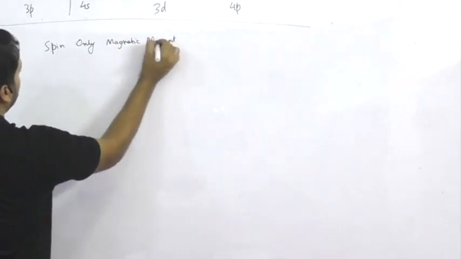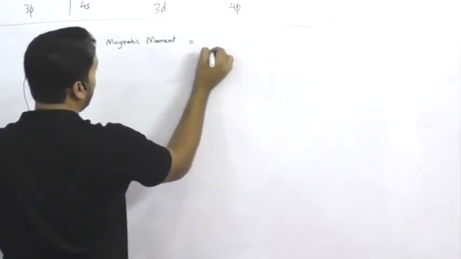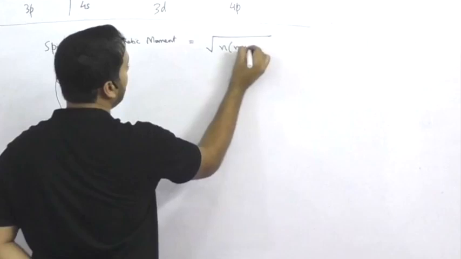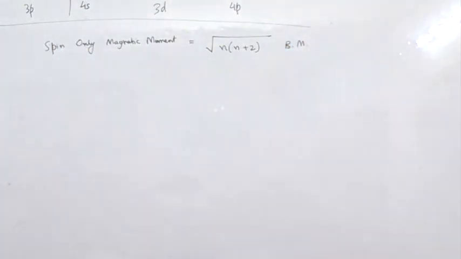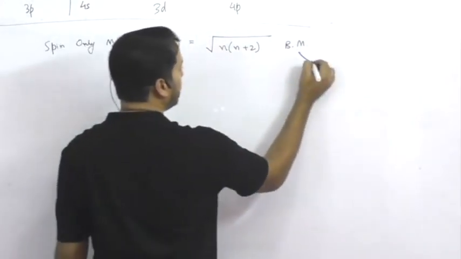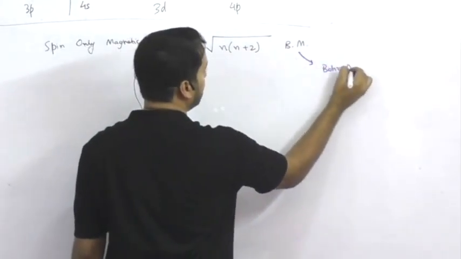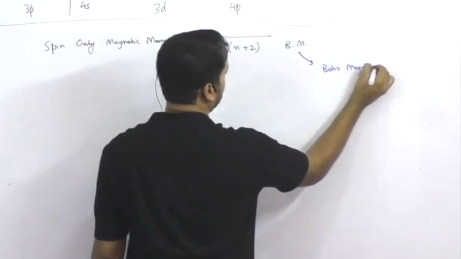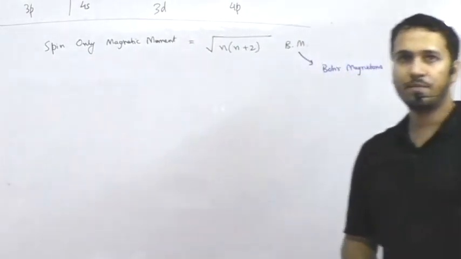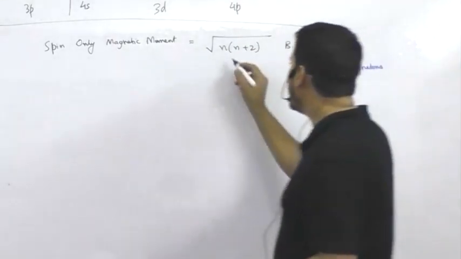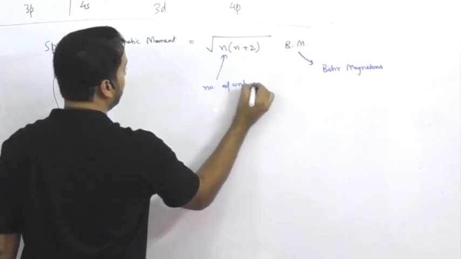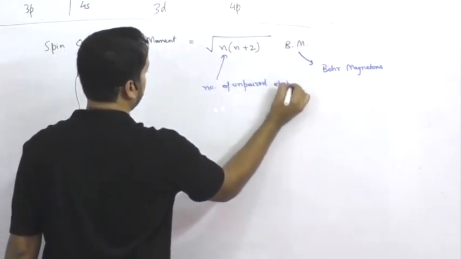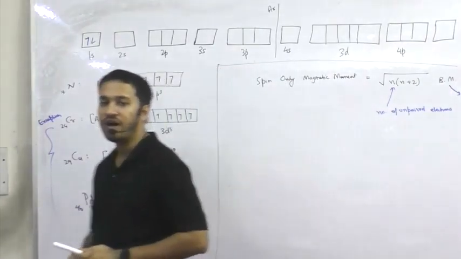So we calculate what is called the spin-only magnetic moment. The spin-only magnetic moment can be calculated as square root of n into n plus 2 BM. BM is the unit, Bohr magnetons, and n here represents the number of unpaired electrons.